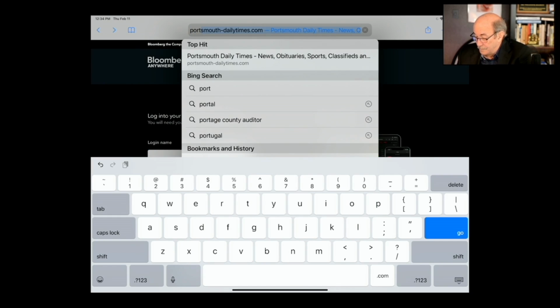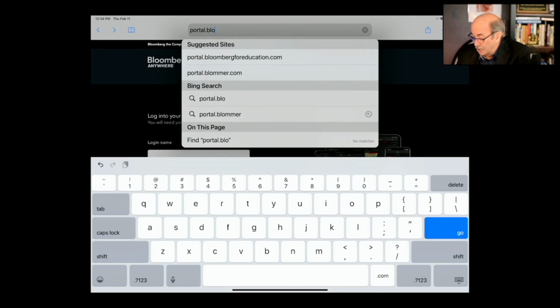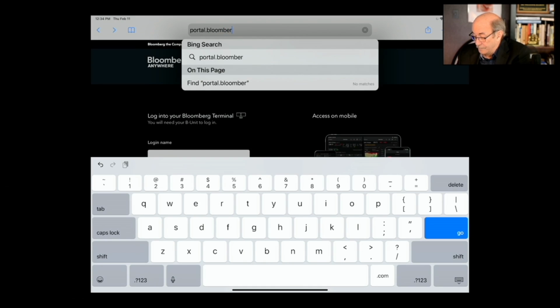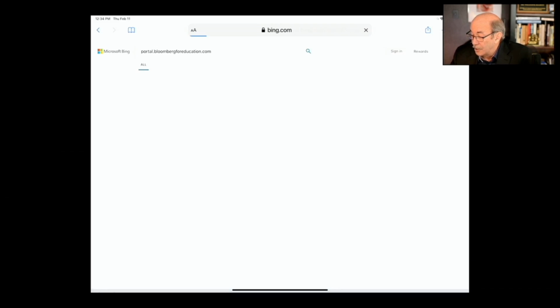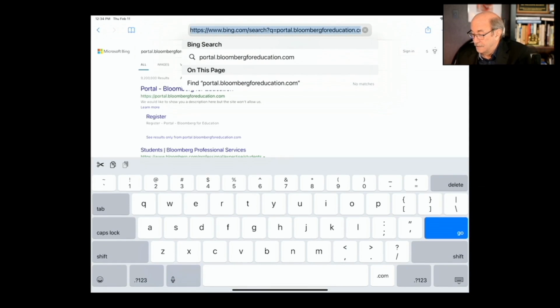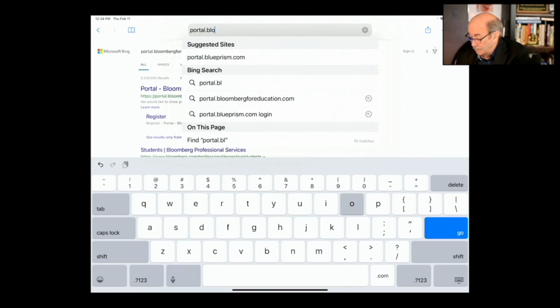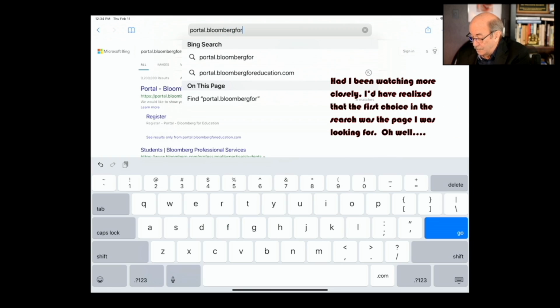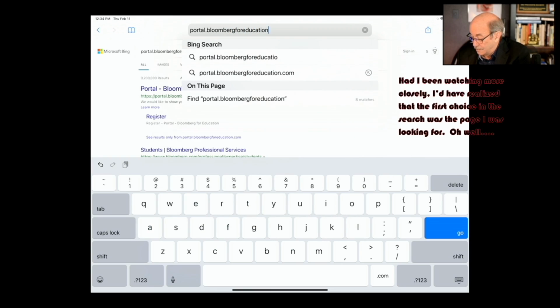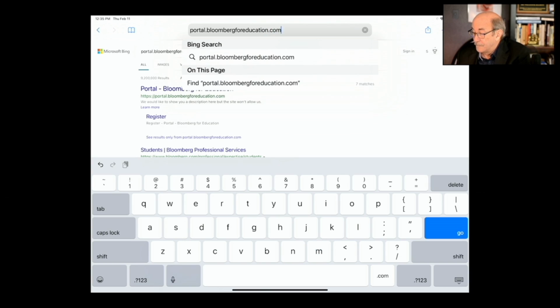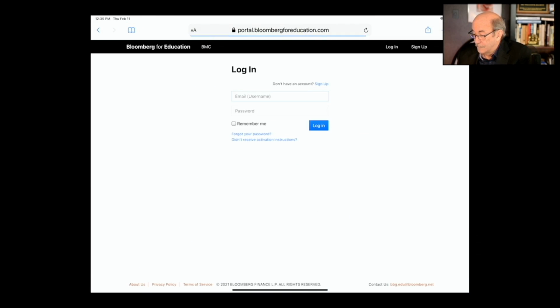I thought it was going to come up. Oh, it's not saved in here. So that's Bloomberg for Education.com. I think I got that right. No, I did not. Okay, portal.bloombergforeducation.com. There we go.